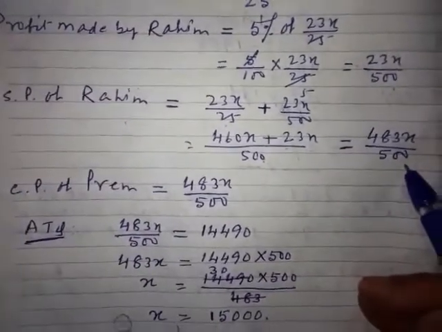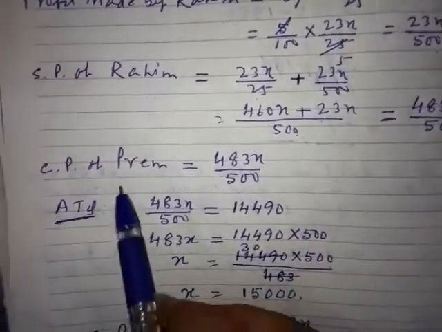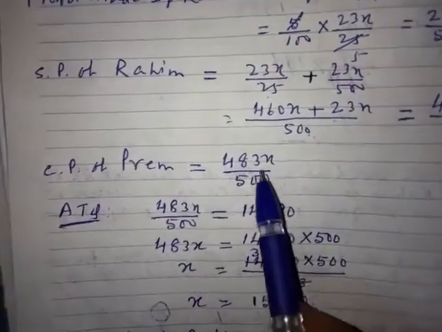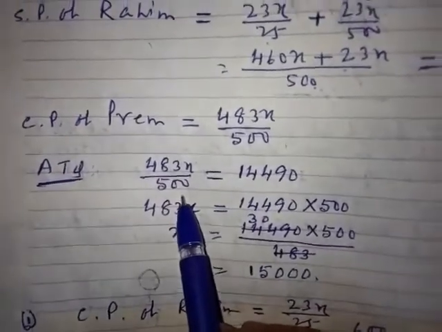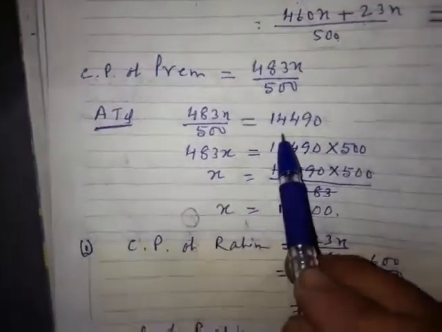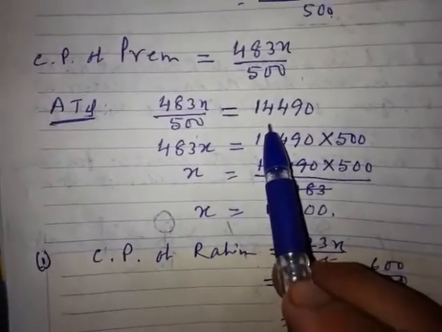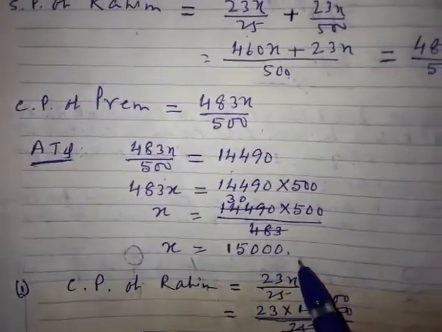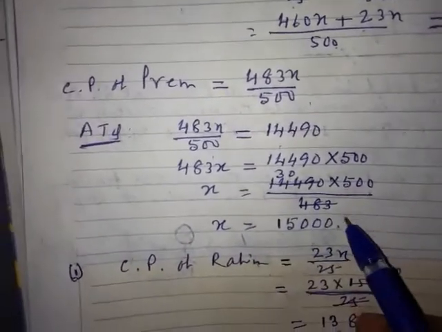What is the SP of Rahim? That diagram only explains it to you. That will be the CP of Prem. So 483 by 500 equals how much? 14490. I made it very clear in the diagram. So easily you can find out the value of X by doing cross multiplication and calculation.